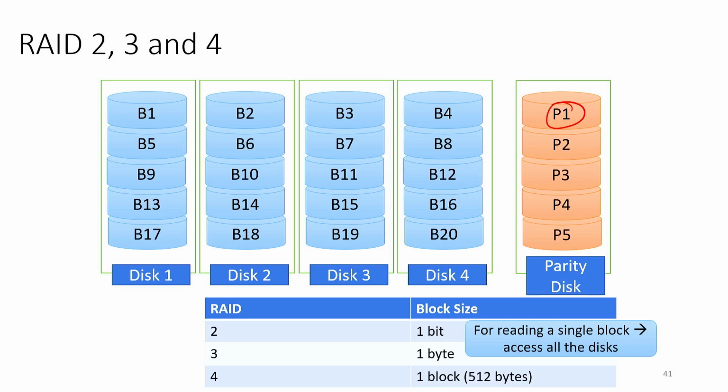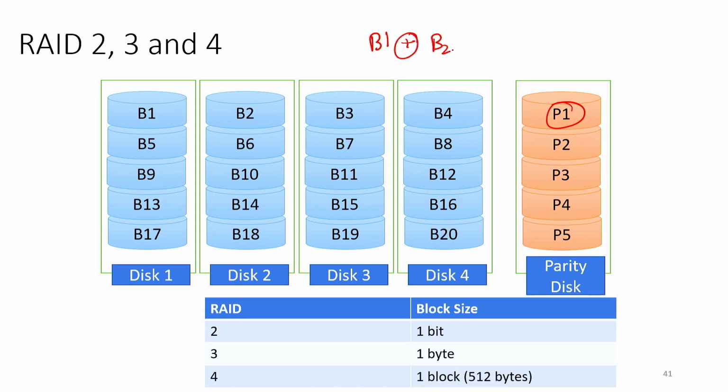The parity is basically the XOR of these. So if I just go back and show it here, it is just the XOR. XOR means B1 XORed with B2, XORed with B3, okay. So this is the parity, the standard XOR arithmetic, and similarly P2 is the XOR of this.